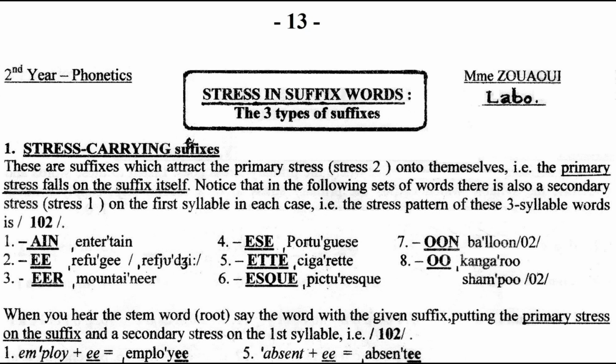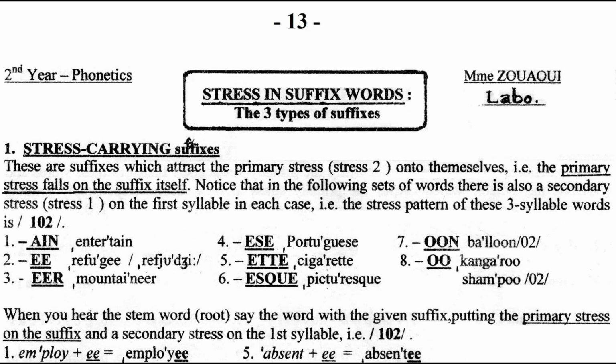These are suffixes which attract the primary stress, represented by number 2, onto themselves, i.e. the primary stress falls on the suffix itself. I said falls on the suffix itself, so the stress is no longer on the root. Notice that in the following sets of words there is also a secondary stress, represented by number 1, on the first syllable in each case, i.e. the stress pattern of these three-syllable words is 1, 0, 2.